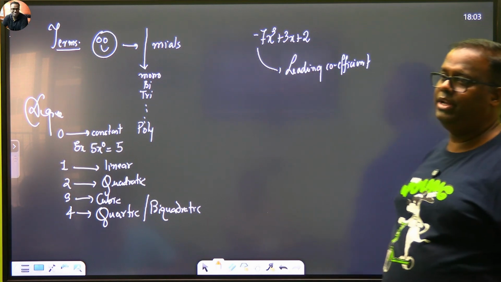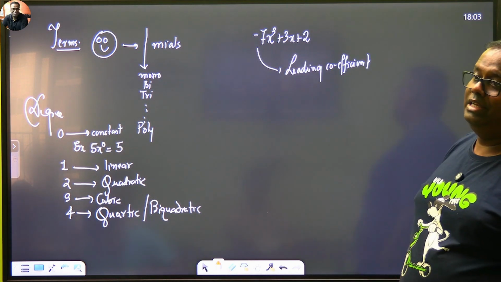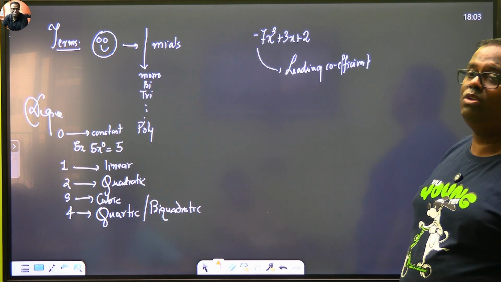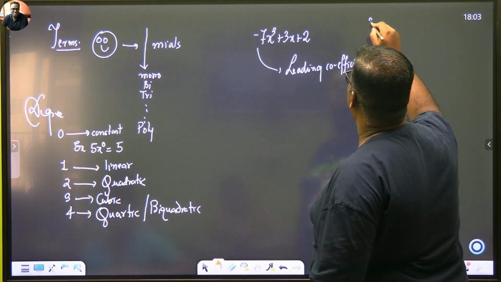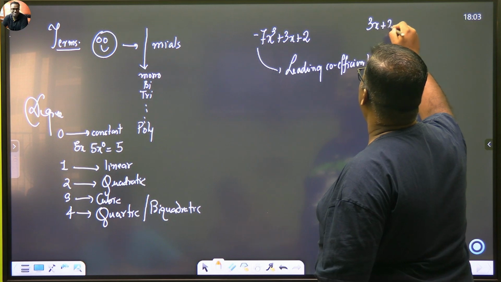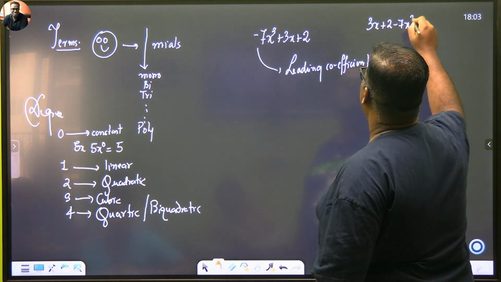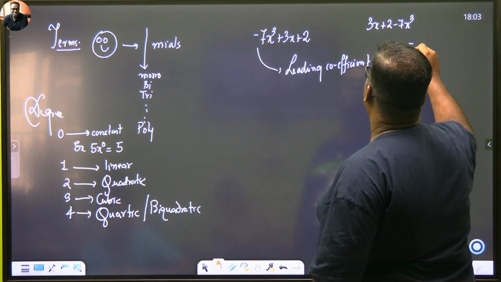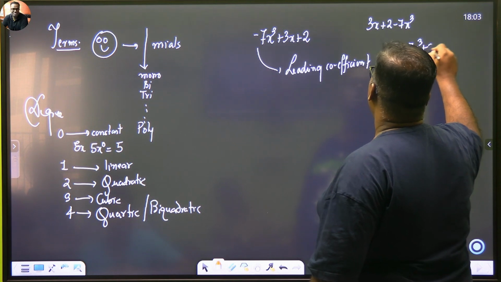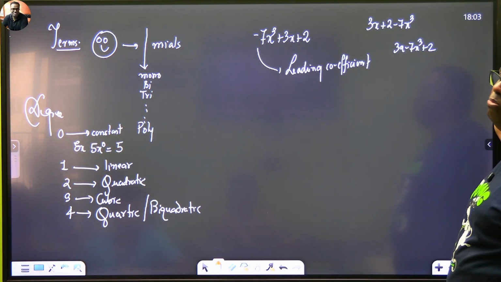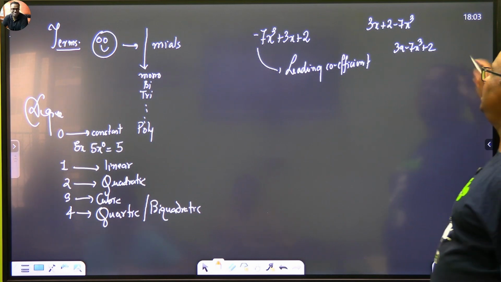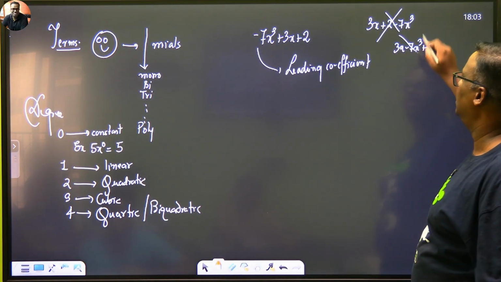Degree, and leading coefficient is always... And when we write an algebraic expression, suppose you wrote something like 3x plus 2 minus 7x cube, and someone wrote it as 3x minus 7x cube plus 2. If you ask me from a computational and mathematics perspective, there is no mistake, but these are shabby ways of writing.